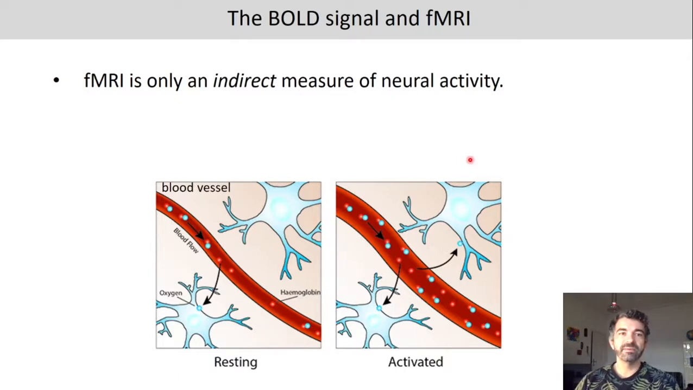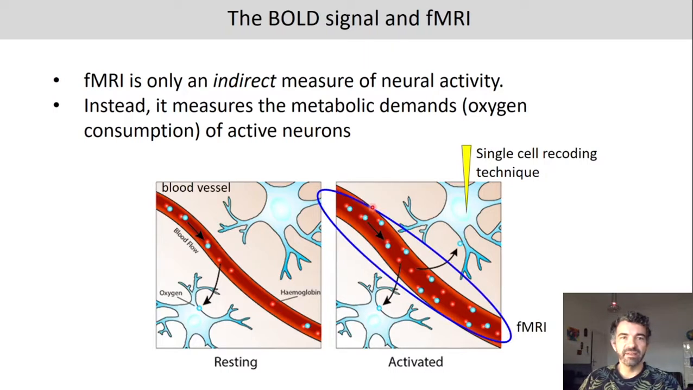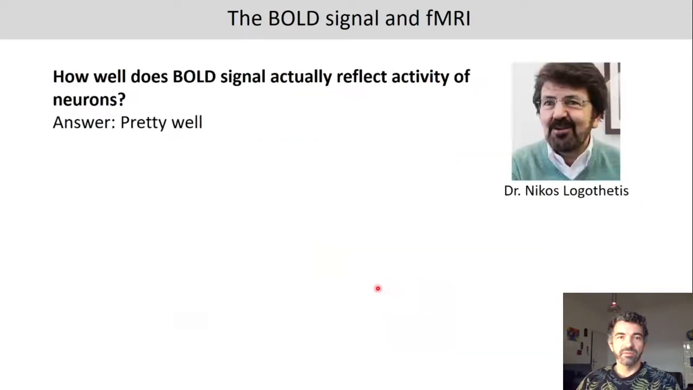So fMRI is only an indirect measure of the neural activity, because it doesn't measure the activity in the neuron, like for example we would do with the single cell recording technique. Instead it measures the metabolic demands in the oxygen consumption of active neurons here in this vessel, for example, in this blood vessel.